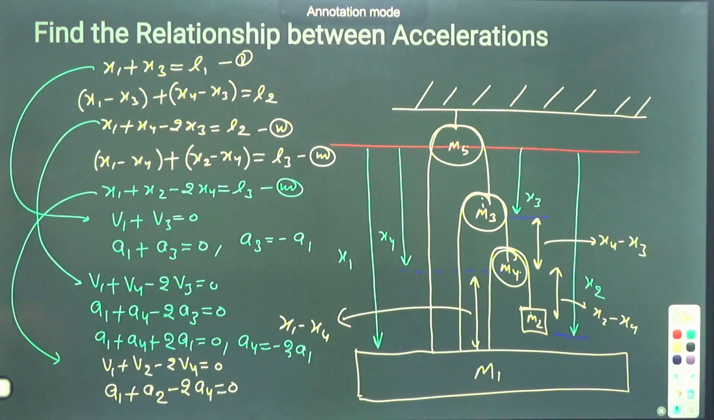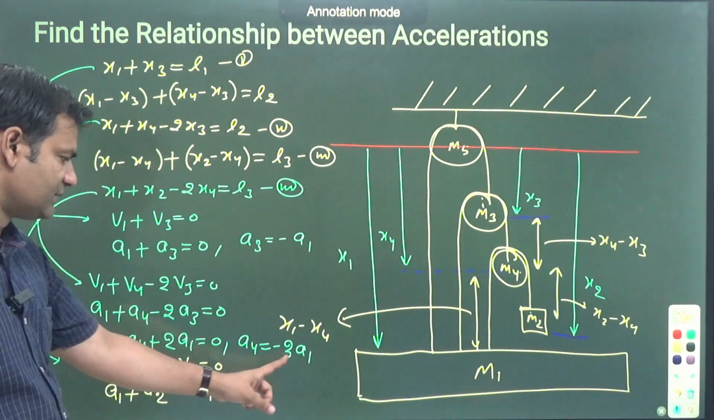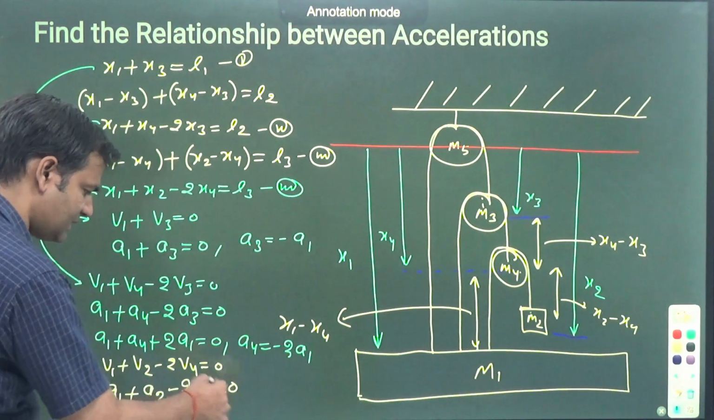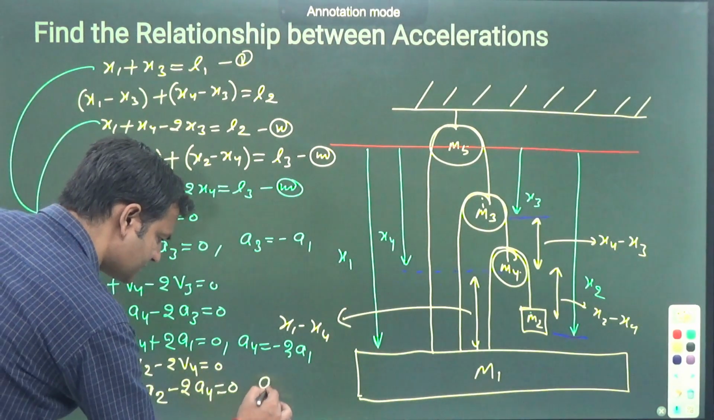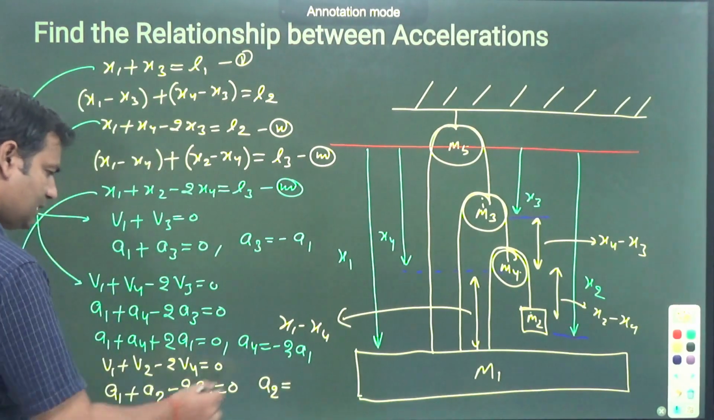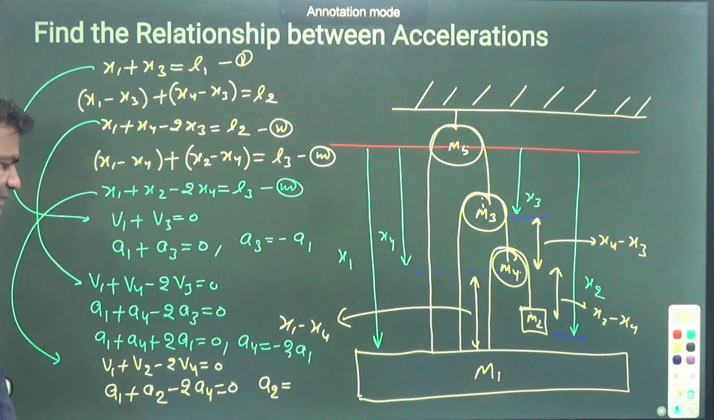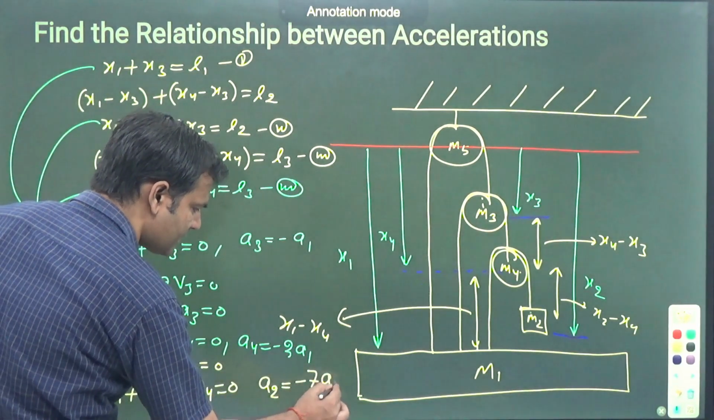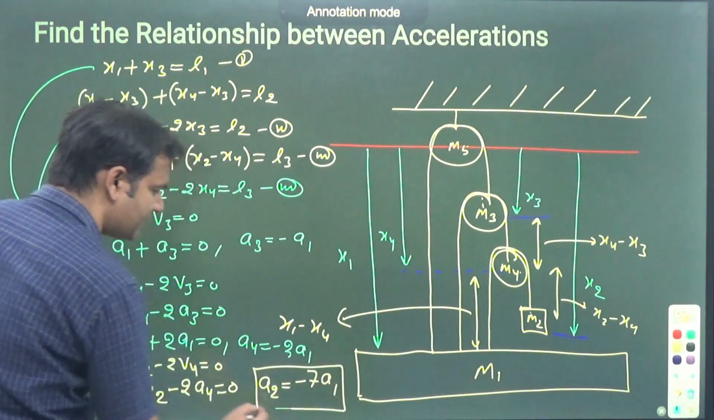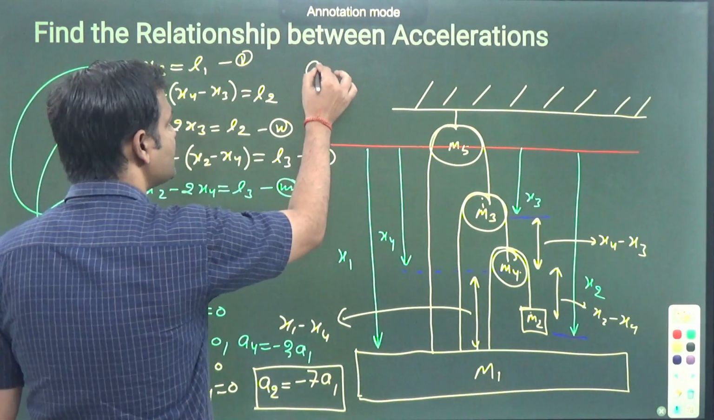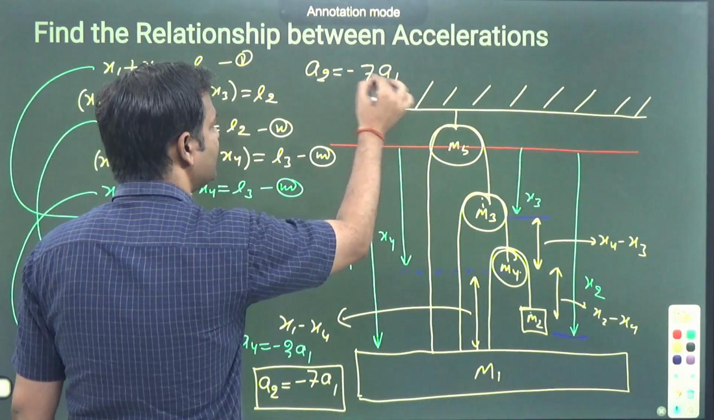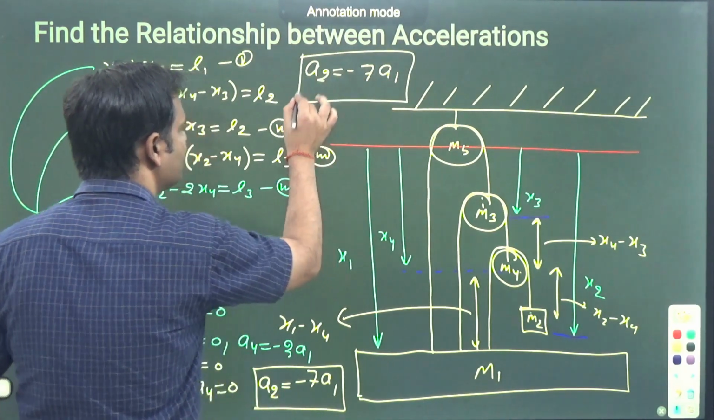Clear or not? So in a1 plus a2 minus 2a4, a4 is equal to minus 3a1. So put here minus 3 times a1. So a2 will be equal to minus 3 into 2, that is plus 6, 6 plus 1, that is minus 7. So our target is clear or not? Find the relation between a1 and a2.